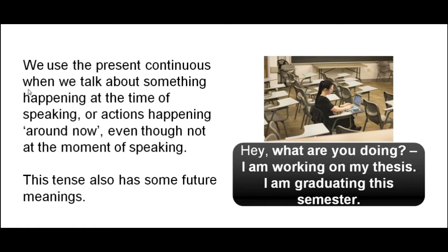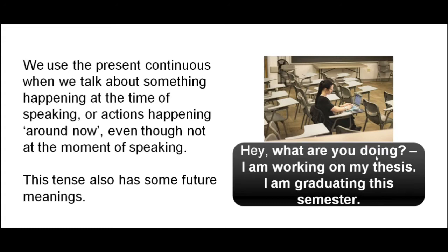Now, we use the present continuous when we talk about something happening at the time of speaking or actions happening around now, even though not at the moment of speaking. Note that this tense also has some future meaning. Have a look at the example over here.